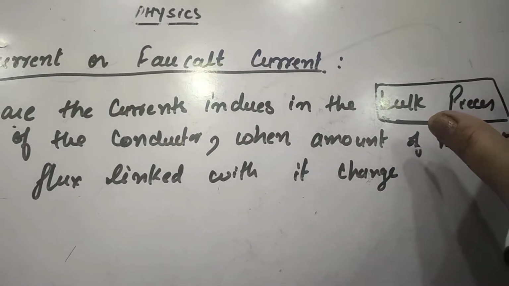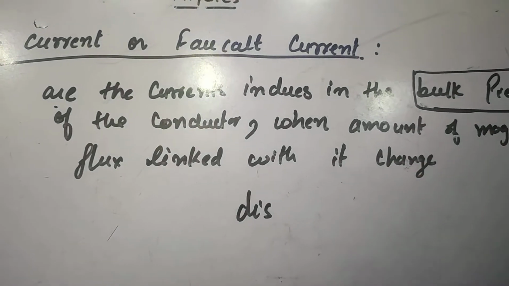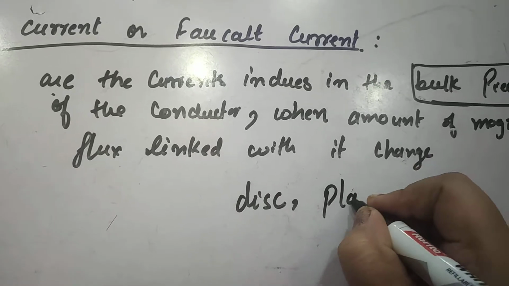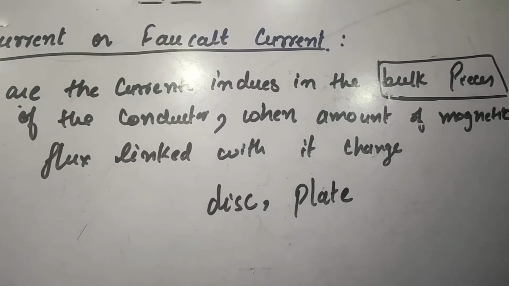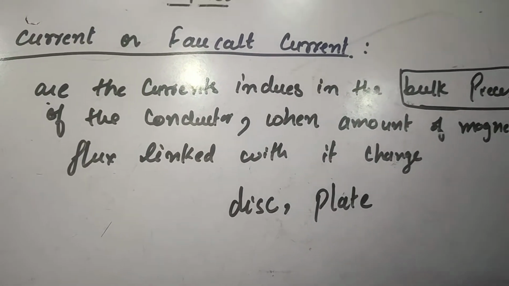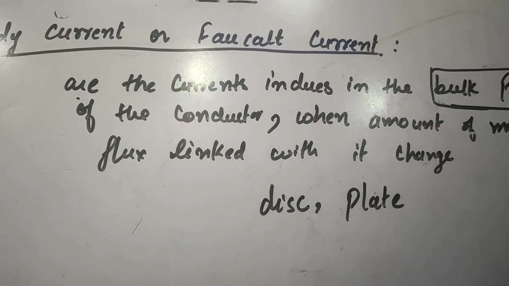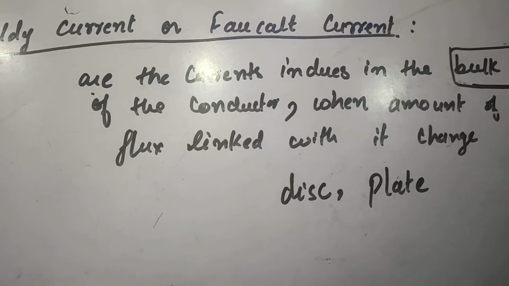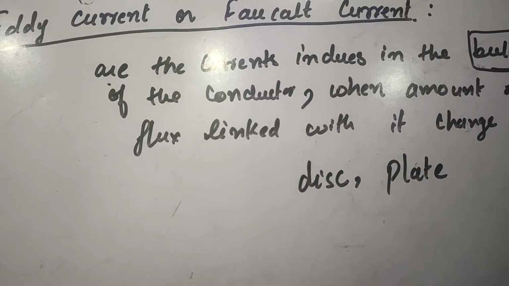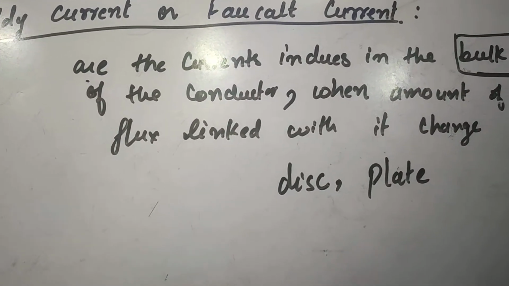Bulk pieces of conductor means, here we are not talking about any rod, we are talking about a disc or any metallic plate or any large piece of the conductor. In that case, whatever current is induced is known as eddy current, and its direction is also given by Lenz's law or Fleming's right hand rule. What was that? The current is always induced in a direction which opposes its cause.